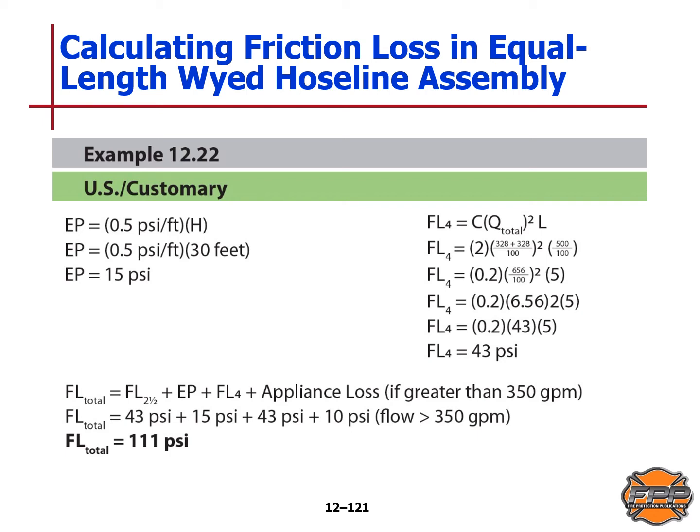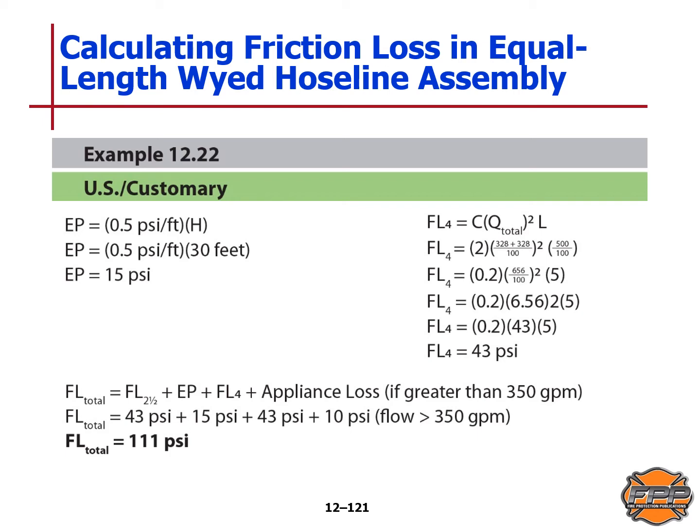So the next step is friction loss 4 equals 0.2, which is our coefficient, times 6.56 times 2 times 5. And when we work out the math, we get friction loss 4 equals 0.2 times 43 times 5, and friction loss 4 equals 43 psi.